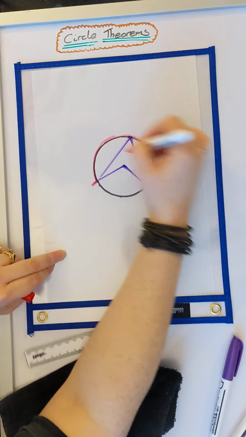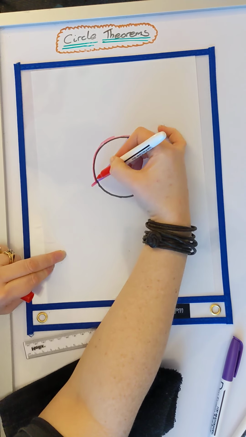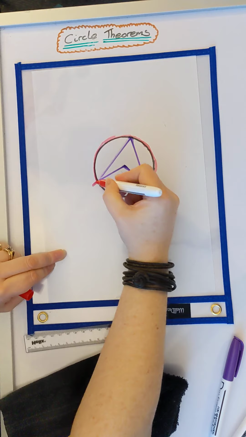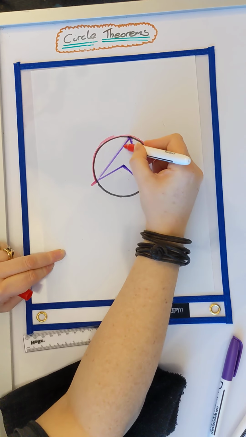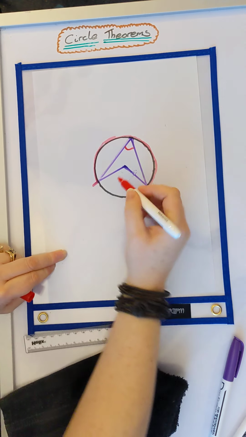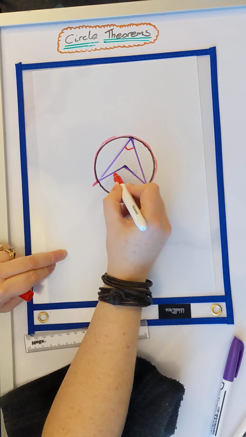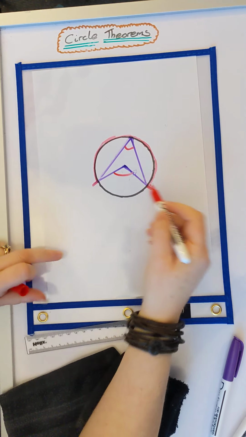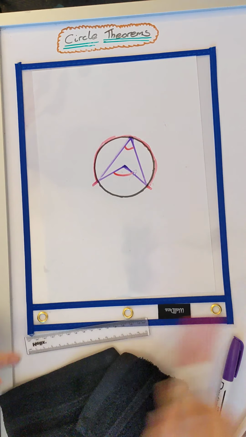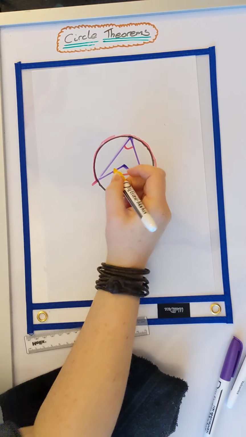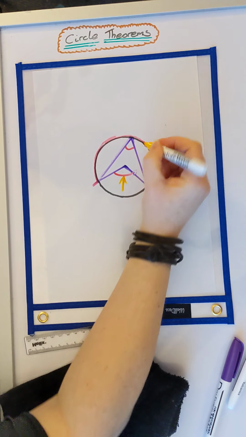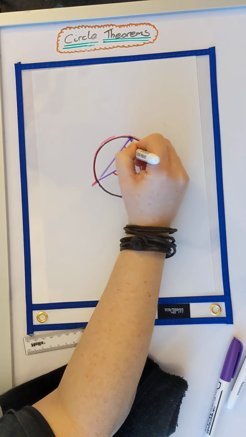any angle didn't have to be there. It could have been over here, it could have been anywhere around that side, anywhere in that arc. That angle is always going to be half the size of this angle. So this, the centre angle here, so this angle is always twice this angle.